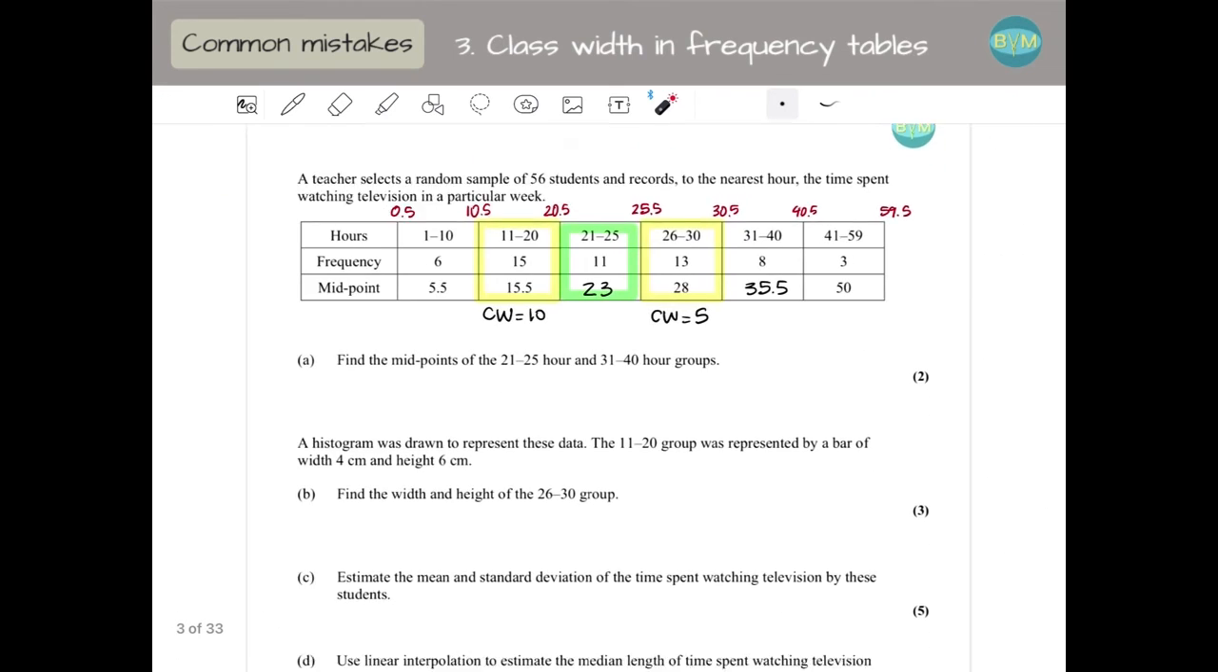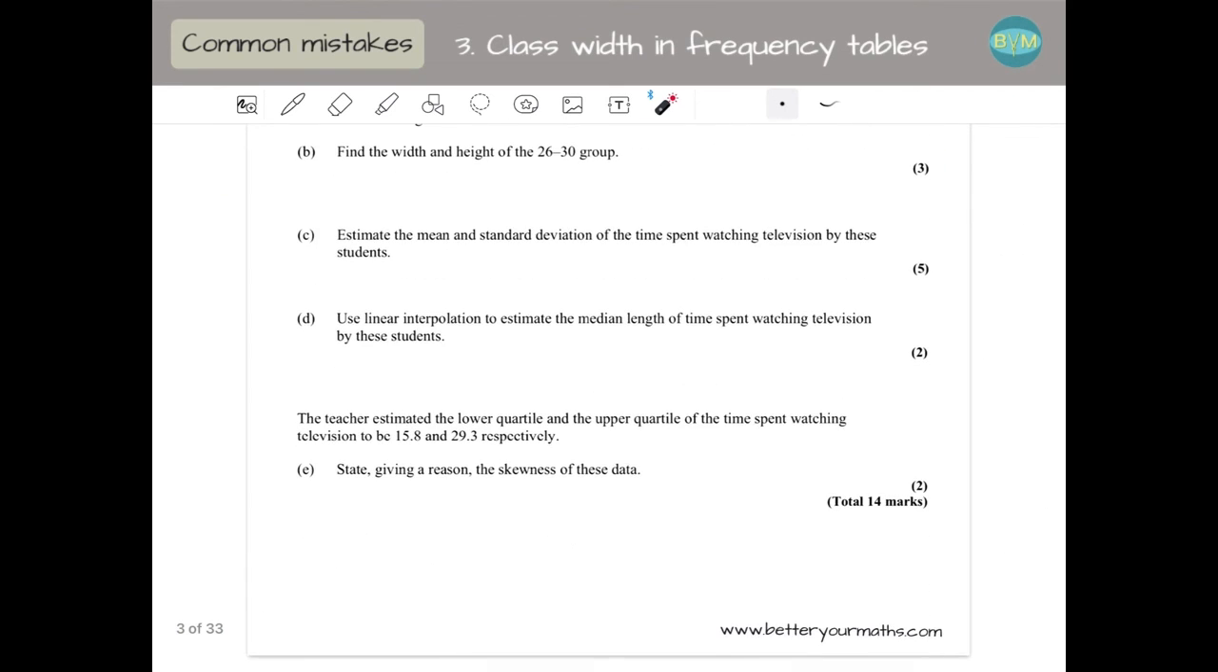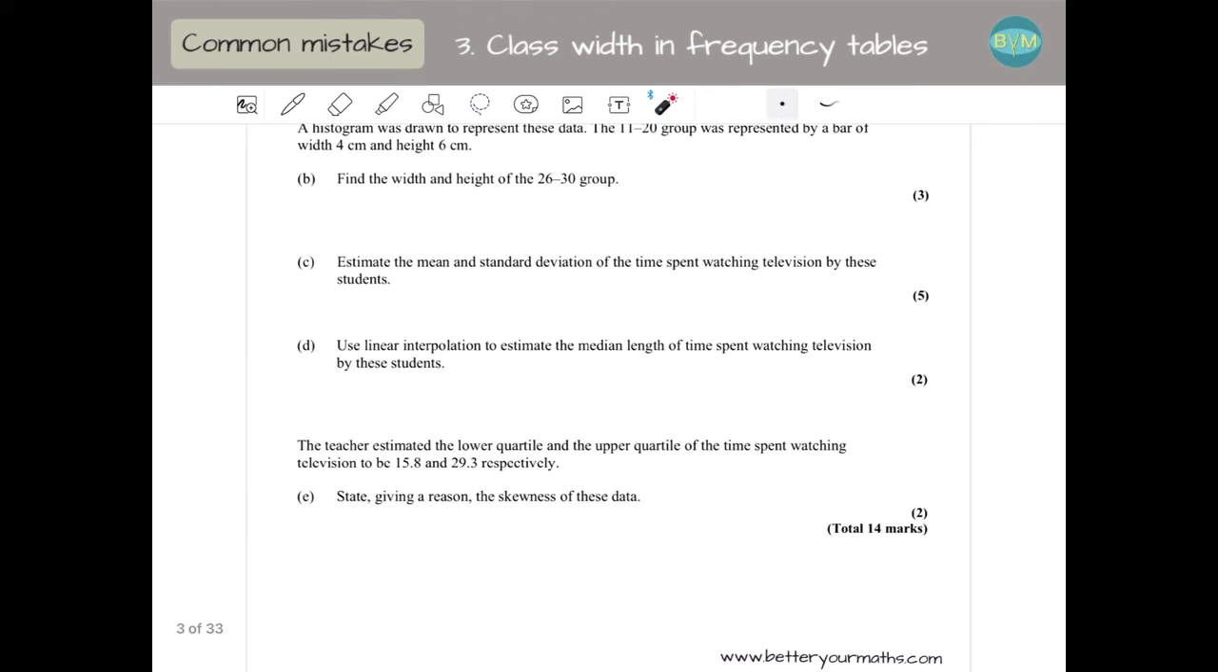Last part of the question, no, that was E, sorry. Now it's E. The teacher estimated the lower quartile and the upper quartile being 15.8 and 29.3, and they are asking us about the skewness of the data.